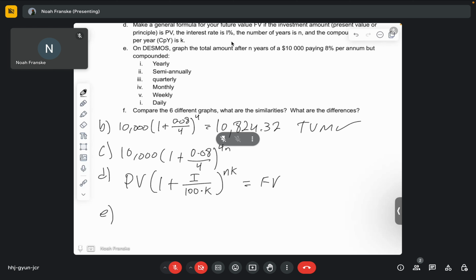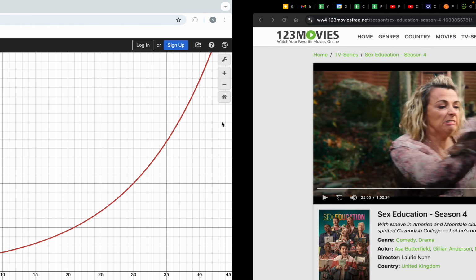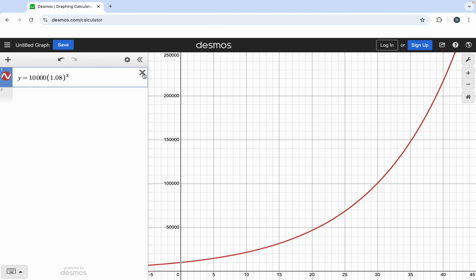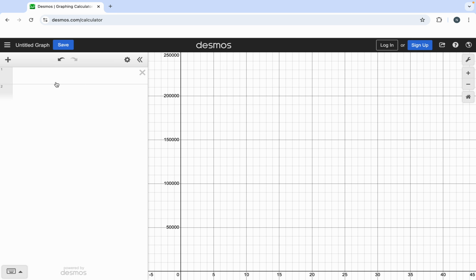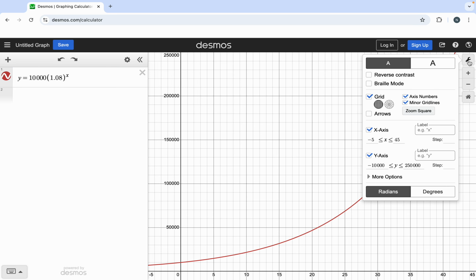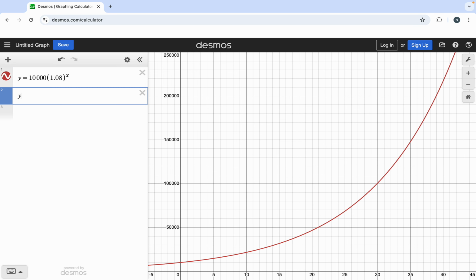So, let's do that. So, we have... going to get rid of this. And I think this window will still be good. We'll see what happens. So 10,000. Oh, in fact, I shouldn't have done that. Can I get it back? Yes, perfect, because that's the annual one, right? So now we're going to do y equals 10,000. And the next one is semi-annually.